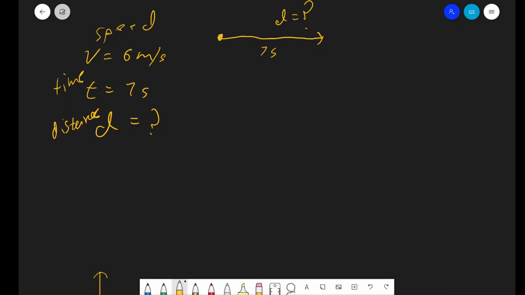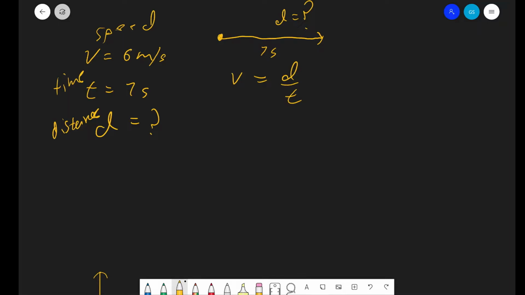So the formula we would use would be speed equals distance over time, right? Hopefully you've seen this before, either in a physics class or in your math class. Pretty straight idea, right? Because I have meters per second for my speed, and then time is in seconds, so the distance would be in meters.